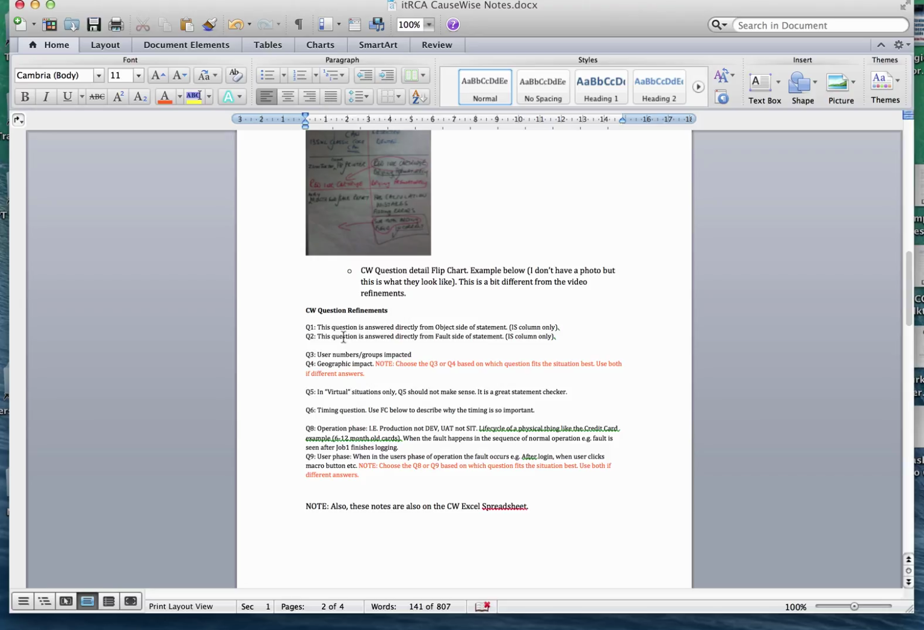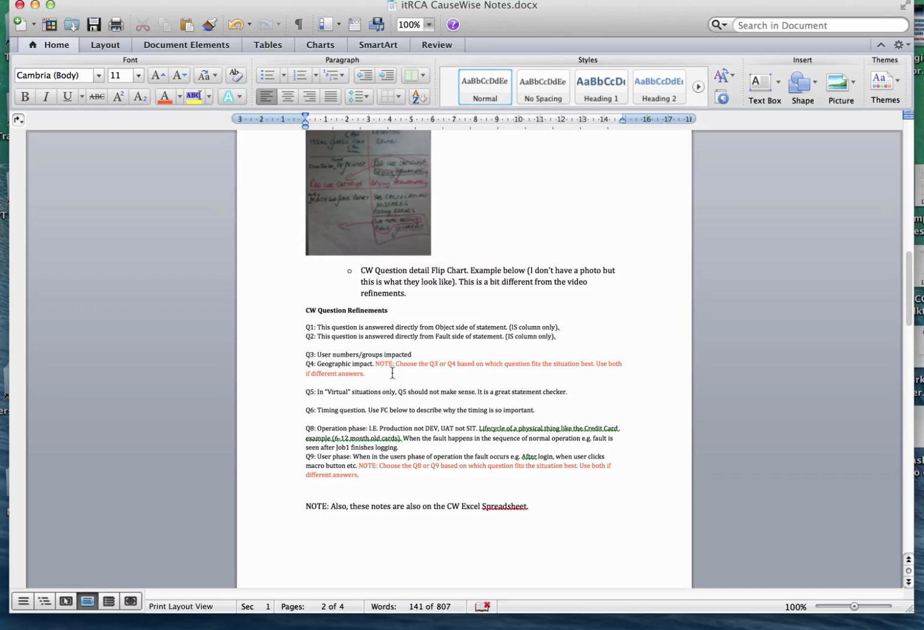The but not and the why not's are always different. Okay, question 3 and 4. This is where I've put a note here: choose the question that fits the situation best, or use both if you have different facts. Question 3 is normally around the users or groups of users that are impacted, e.g., is it finance users have the problem but engineering users don't? Geographic is all about the physical geographic location. It's happening in Sydney but not in Perth.